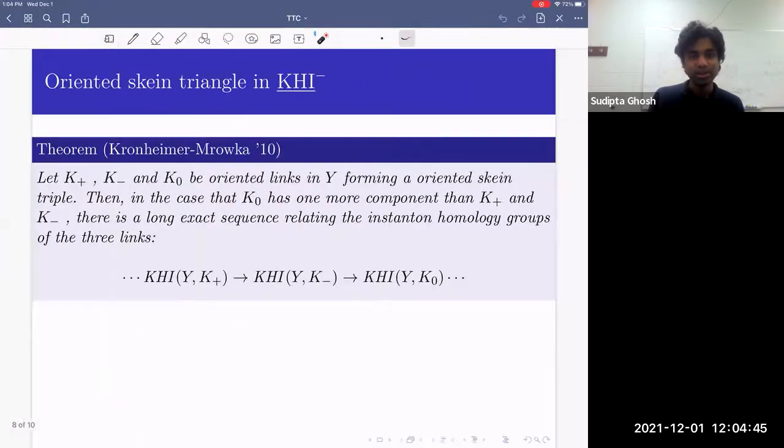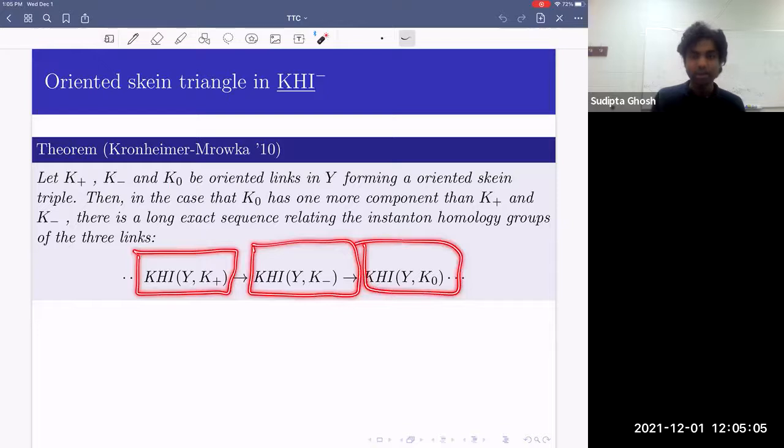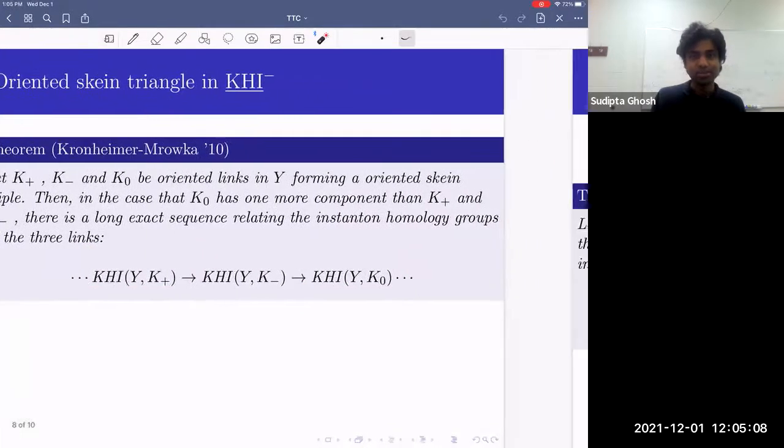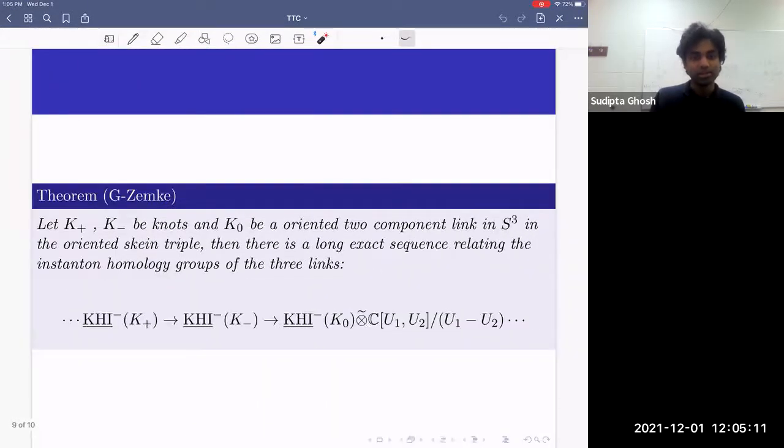Using the same argument, we can also generalize one of Kronheimer-Mrowka's theorems about the oriented skein triangle. So in the hat version of instanton knot homology, they proved that if K plus, K minus, and K0 form an oriented skein triad, then their corresponding knot Floer homology groups fit into this exact sequence. And we can generalize their statement to KHI minus. So what we can prove is that if K plus and K minus are two knots and K0 is a two-component link, then these groups fit into an exact triangle.